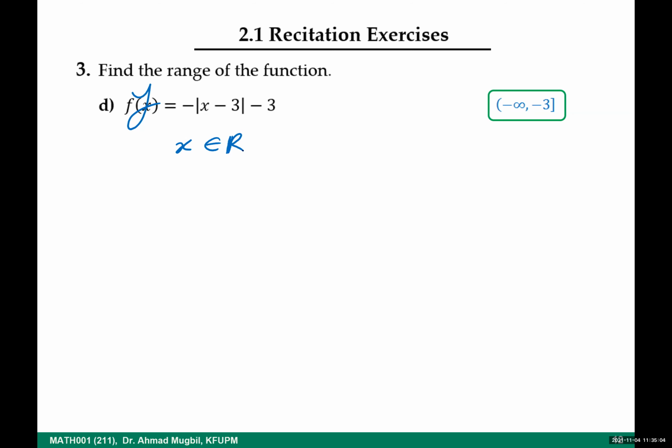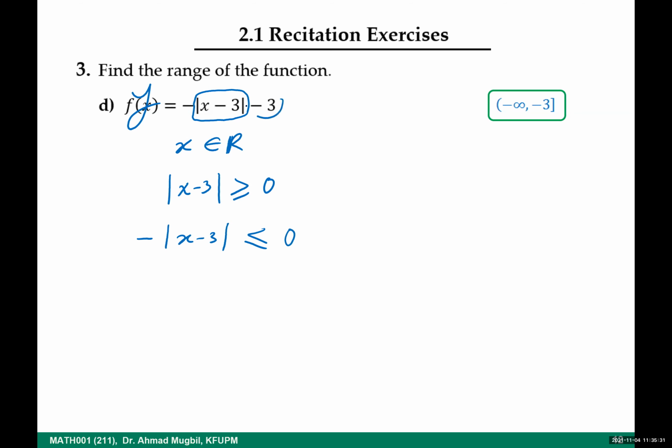So if you have x belongs to R, what will be the absolute value of x minus 3? It will always be greater than or equal to 0. These are from the properties, Abdulaziz, of the absolute values. Now, this absolute value is multiplied by what? By negative. So I will multiply both sides by negative, so it will be less than or equal to 0, right?